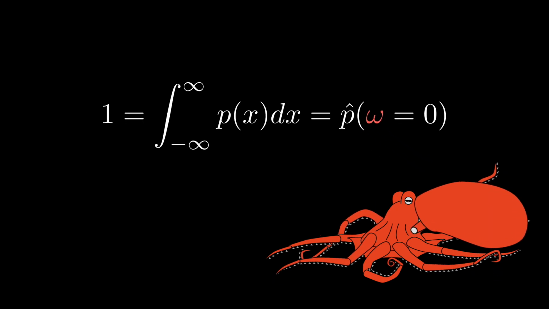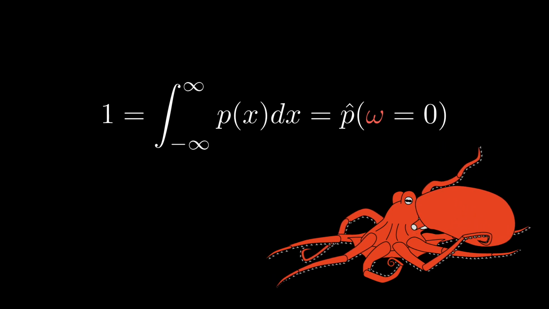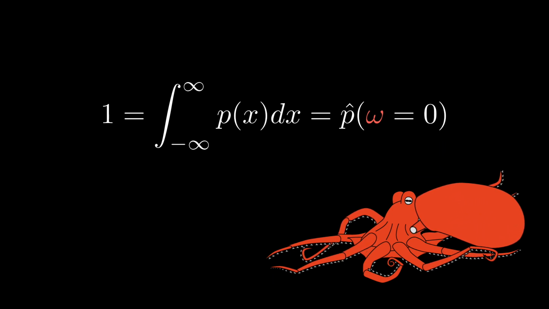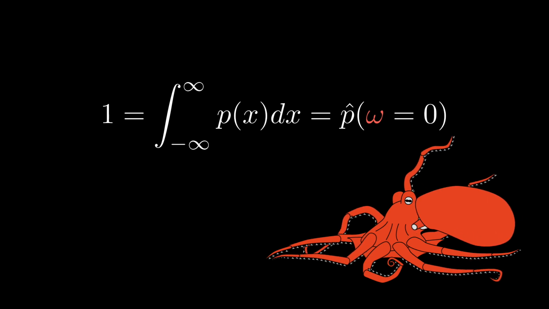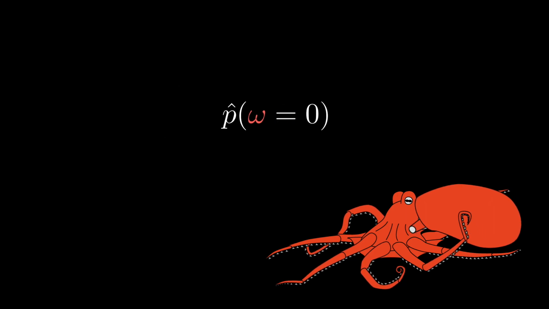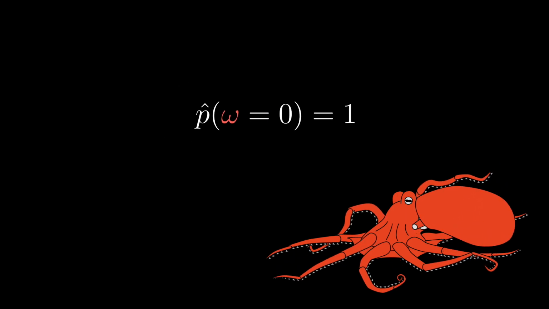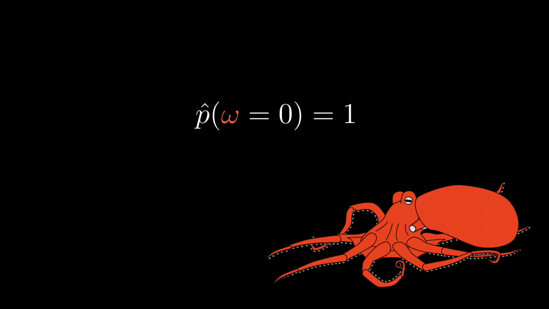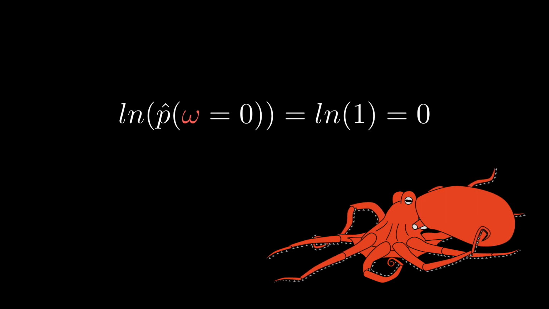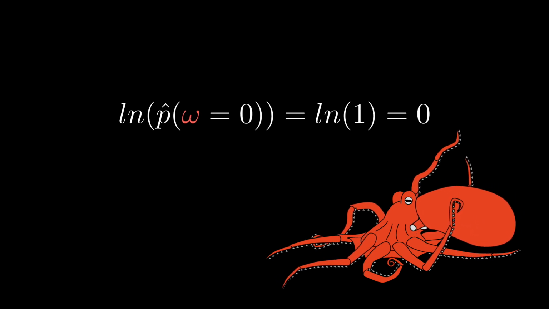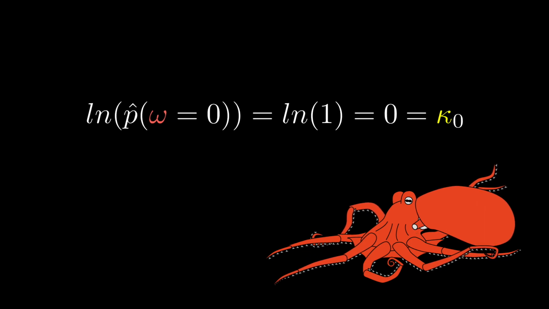No matter what kind of wonky distribution you come up with, its probabilities must add up to 1 for it to represent probability. And because the probabilities must add up to 1, the Fourier transform will also evaluate to 1 every time. We can now take the natural logarithm of it, and we get that our limit will always equal 0 for omega equals 0. So kappa 0 always equals 0.